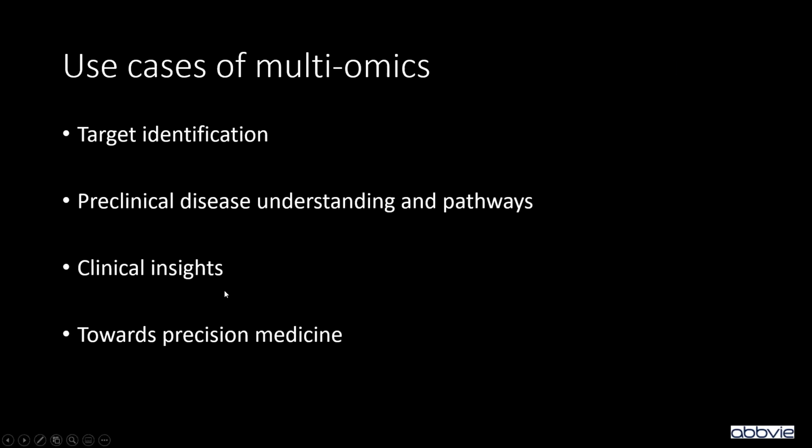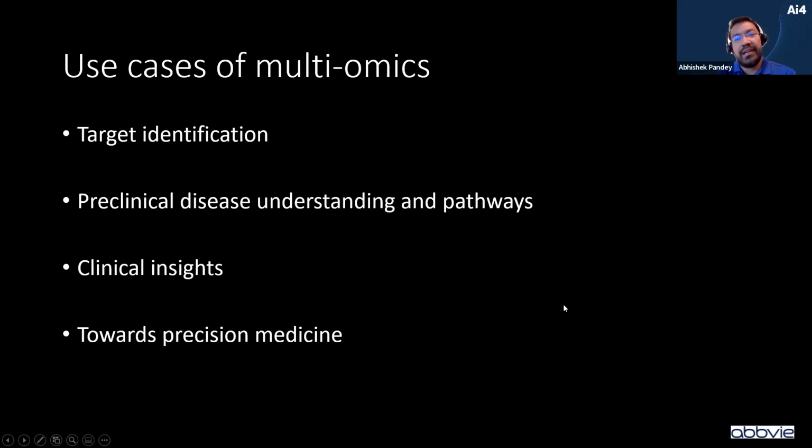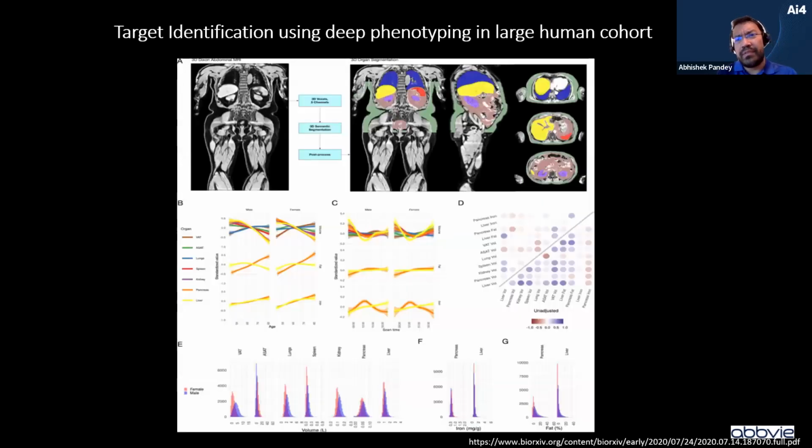And then comes clinical insight. The clinical insight is essentially when you are on the clinical side of things, we have crossed the preclinical stage. You can still use multiomics analysis on the clinical side of things, and then we can move towards precision medicine on the clinical side using multiomics analysis. So the first of them is target identification.